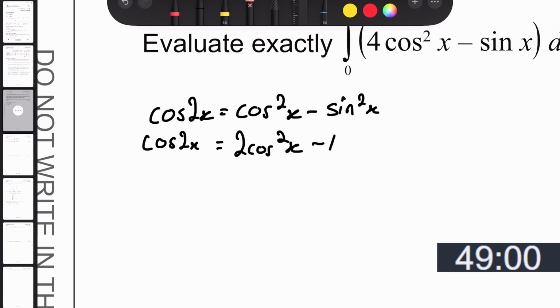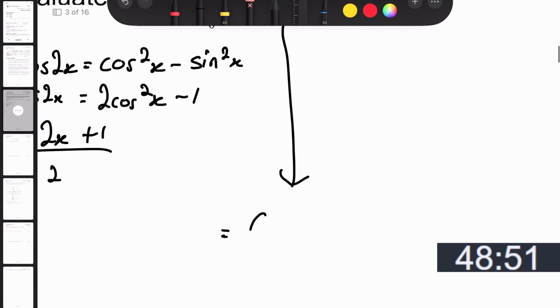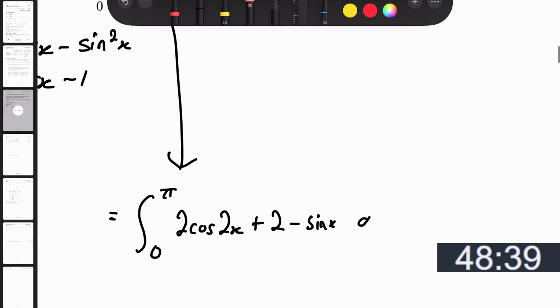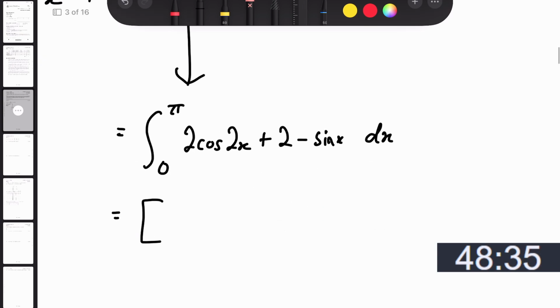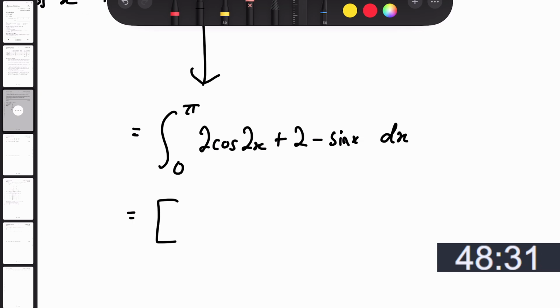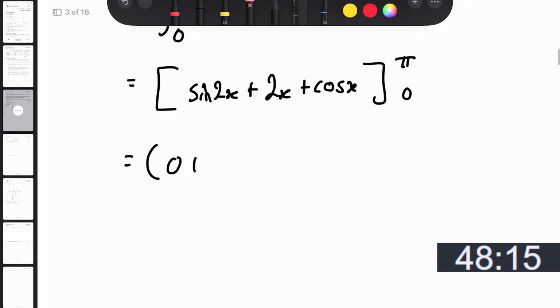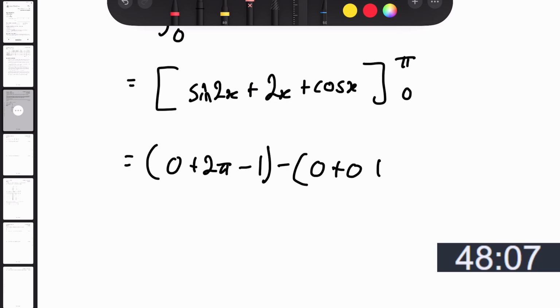Then cosine squared of x is going to be cosine of 2x plus 1 all over 2. So then this integral from 0 to pi of 2 cosine of 2x plus 2 minus sine of x dx is going to equal sine of 2x plus 2x plus cosine of x from pi to 0. Sine of pi is 0, plus 2 pi minus 1, minus sine of 0 is 0, plus 1. So it's going to be 2 pi minus 2.